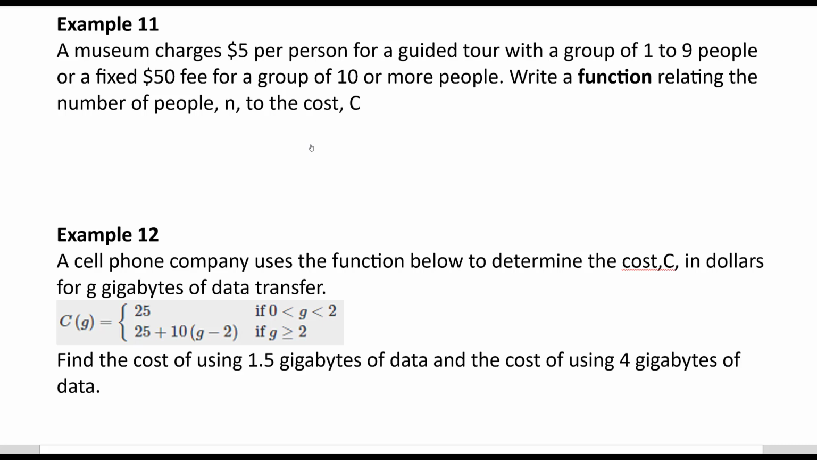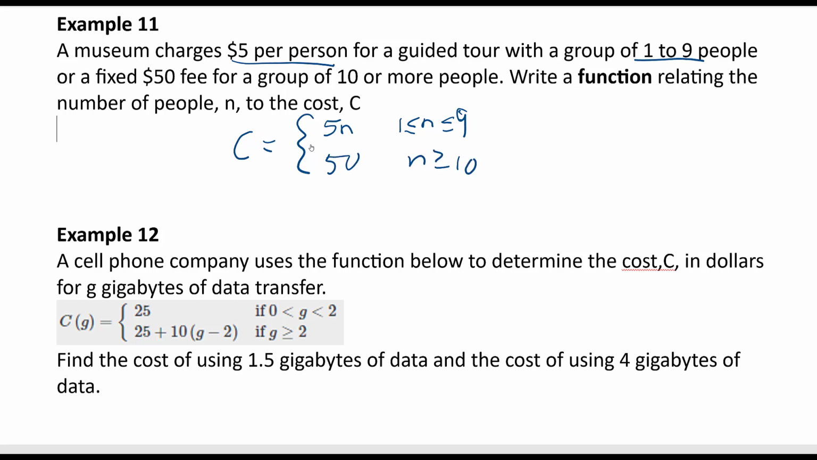Okay, so cost would be equal to, it's $5 per person for 1 to 9 people. So 5n if 1 is less than or equal to n, less than or equal to 9. And then it's going to be just $50 for n greater than or equal to 10. That's it. I guess you can call it C of n.